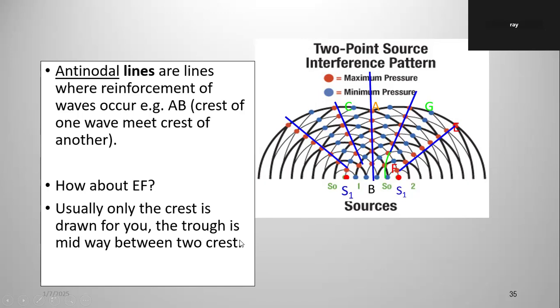Usually only the crest is drawn for you. The trough is the midpoint between the two crests. They won't draw the complete picture for you. They'll draw only the crests for you.